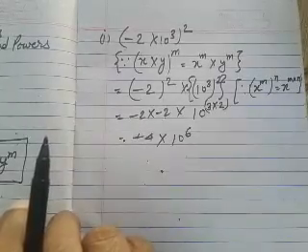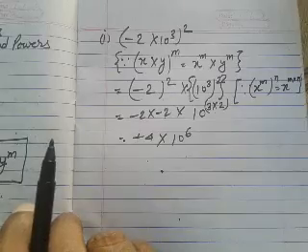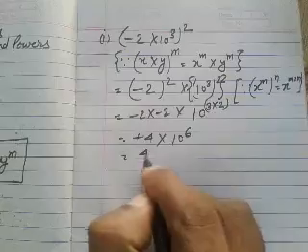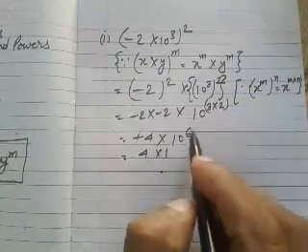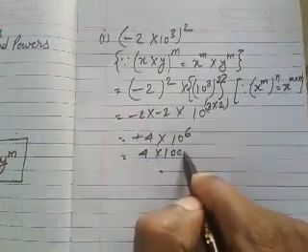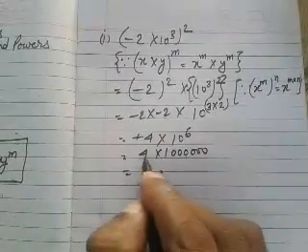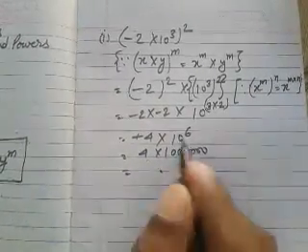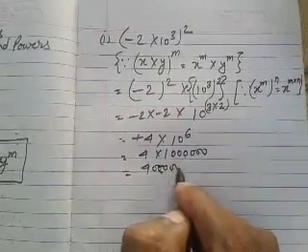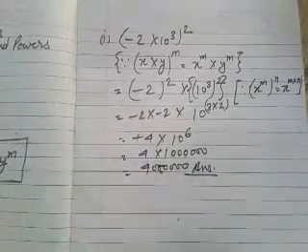And if we simplify this number again, we will get 10 raised to the power 6, which means 6 zeros are placed here. And the final answer will be, if we multiply 4 with this number, 4 with 6 zeros. This will be the answer of this question.